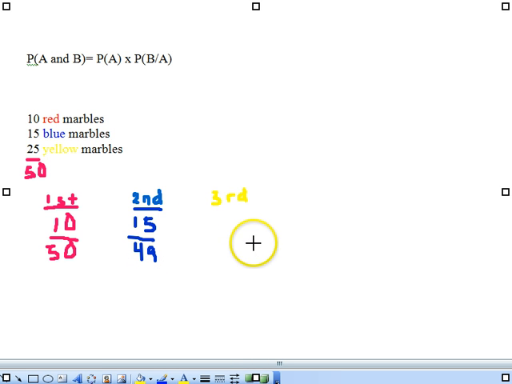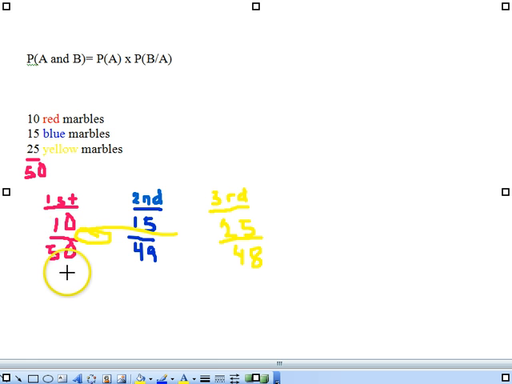Okay? And then you want to choose a yellow marble. You want to find the probability of a yellow marble. So our total number of favorable outcomes is going to be 25 because there are 25 yellow marbles. Okay, and that is not going to be over 49 because, again, we did not replace either of these 2 first marbles that we drew. So now it's 25 over 48. Now we need the product of all of these.